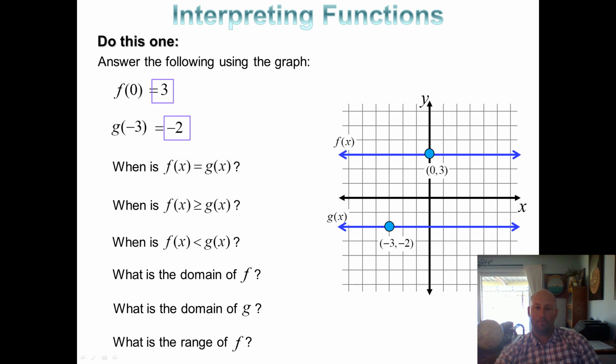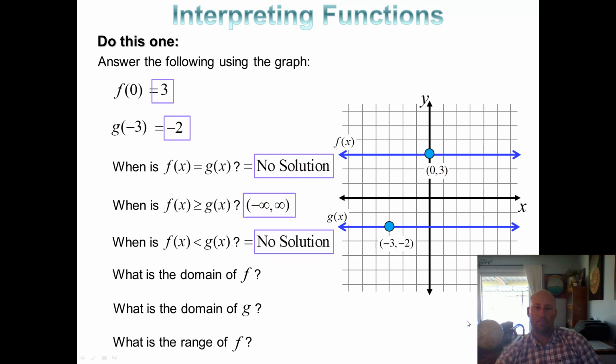When are they equal? Well, they'll never cross, right? They're parallel lines. There's no solution there. You can put empty set or no solution. When is f greater than or equal to g? Well, it's always above g, always. So it's all real numbers. When is f underneath g? Well, if these are horizontal lines, they'll never cross. So we'll say no solution.